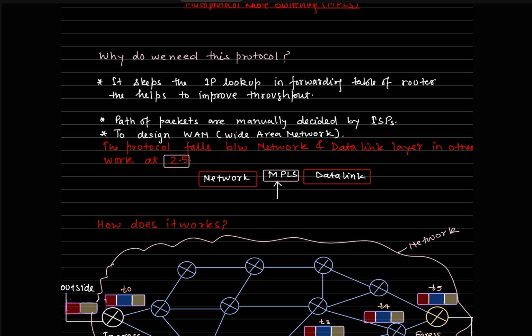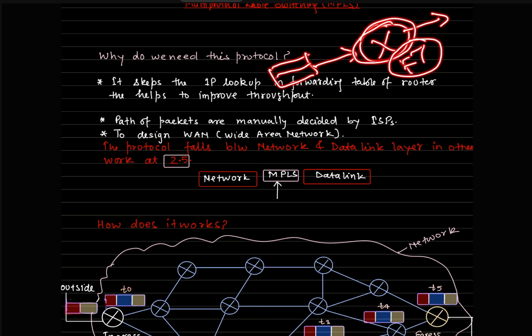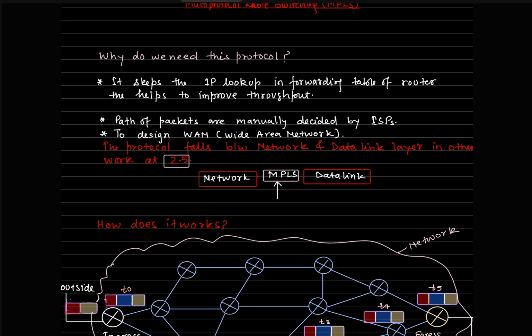The key feature of this protocol is that it helps us skip the IP lookup at the forwarding tables. Suppose there is a router. If a router receives a packet and wants to forward it, the router need not look at its forwarding table. Why it is so, we'll see later. Then how the router will decide to forward to the next device, we'll see later.